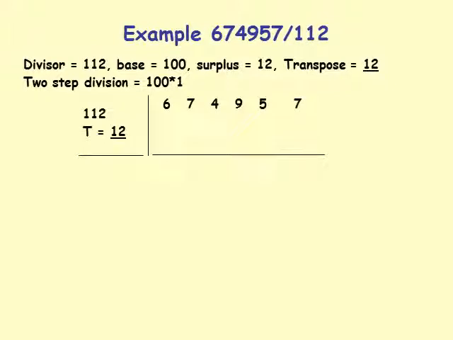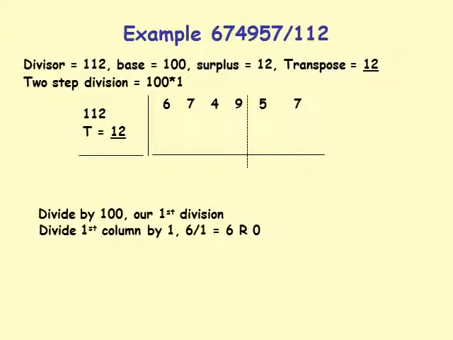Let's continue. This is the set-up of the problem here. Dividend is 674957. Divisor is 112 and the transpose of the surplus is negative 12. Let's continue. First we divide by 100. This is my first division here. Then we divide this column, 6, by 1. 6 divided by 1 is 6, remainder 0. So we write down 6, remainder 0.